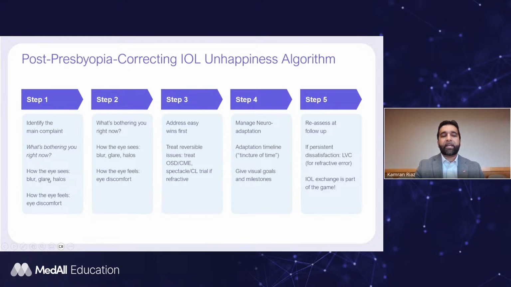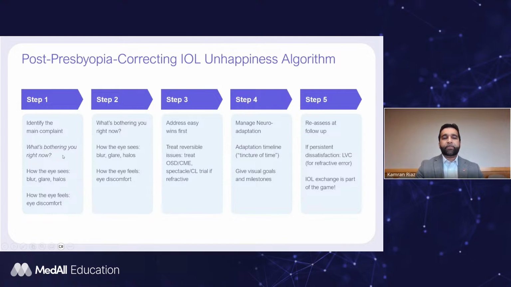So I like to break it down into 2 categories. How does the eye see? So that's the blur, the glare, the halos. And then how does the eye feel? Right? That's the ocular surface. Some of these patients may have post-operative dry eye, and if we just lump everything as dry eye, it's not going to solve the problem. So I typically ask the patient, what's bothering you? Is it how well you see or how well the eye feels? And that helps me target therapy appropriately.